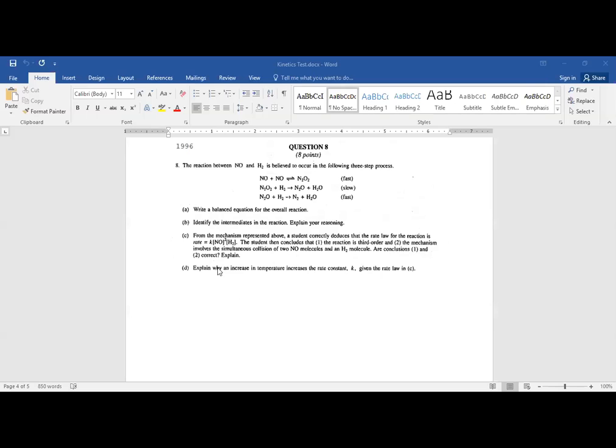And then D, why does an increase in the temperature increase the rate constant K? When you increase the temperature, you can write that you have molecules that move faster and have more collisions with significant energy to overcome the activation energy. And that therefore will increase the value of K. You really don't need to write an equation for how temperature affects K.